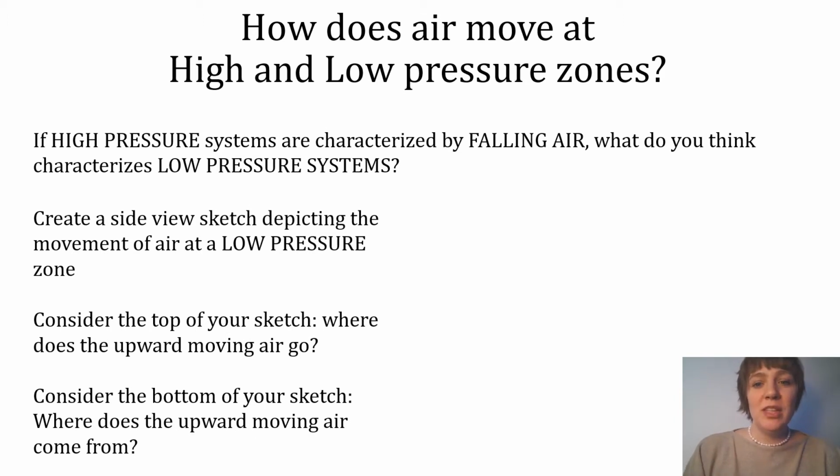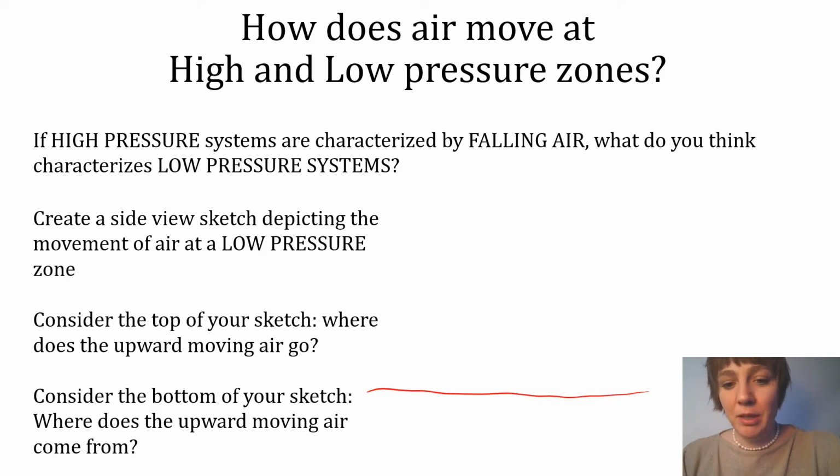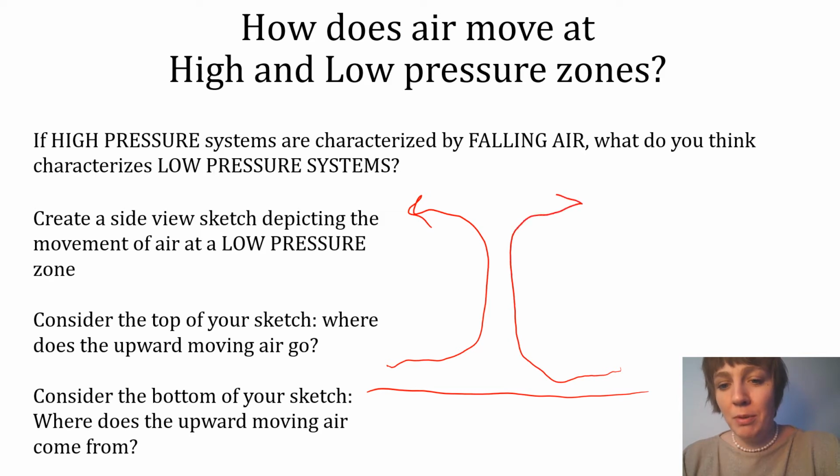Okay, so this is how I draw a side view sketch of a low pressure system. So in a low pressure system, we're going to have air rising, but it has to come from somewhere. So if this is the ground, my low pressure system is going to look like this. It's going to come in, go up, and out, right? So we can see our rising air is coming from somewhere on the bottom, rising upwards, and then it sort of diverges up at the top.